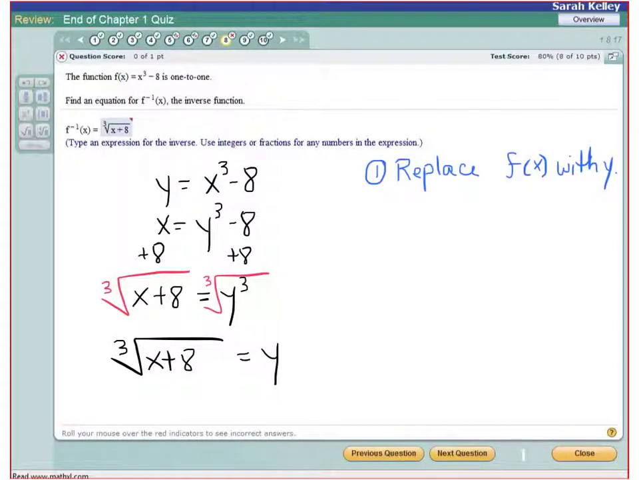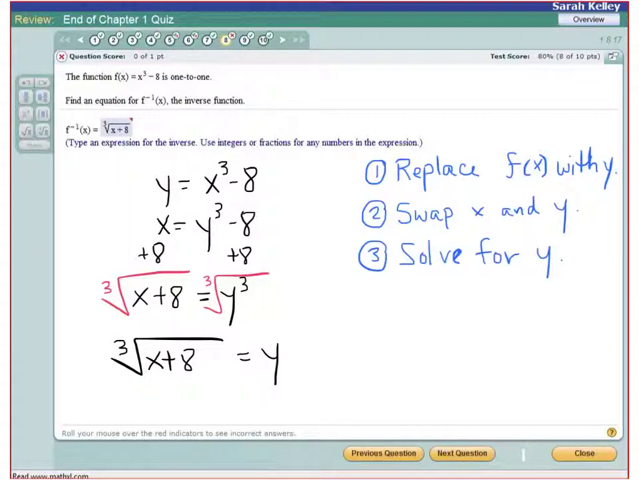The steps again are to replace f of x with y. Then we swap our x and our y. And then we solve for y.